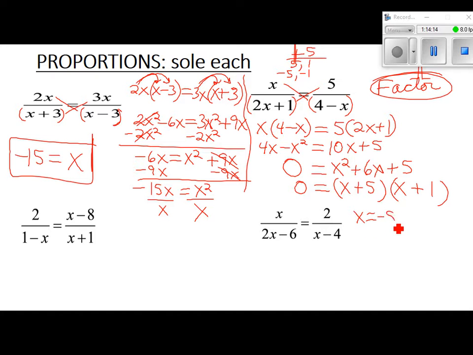x equals negative 5. What would fit in there to make this second parenthesis 0? Negative 1. So what's the other answer x could be? You remember that? Good.